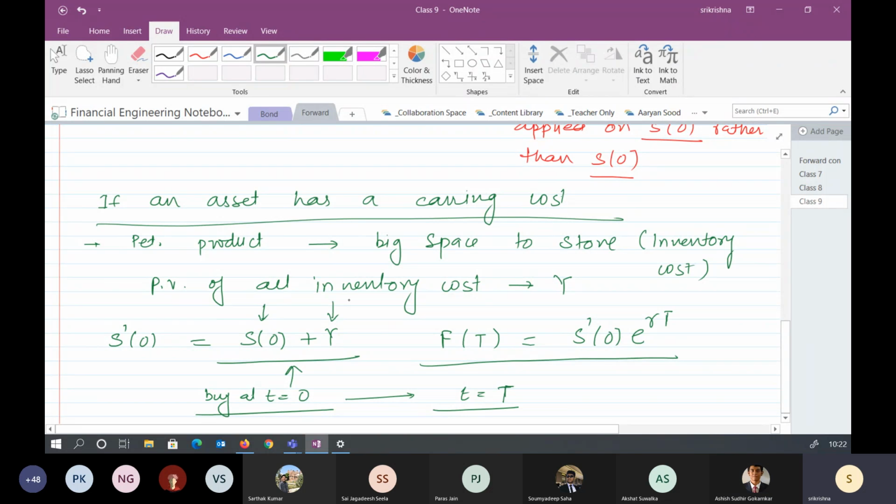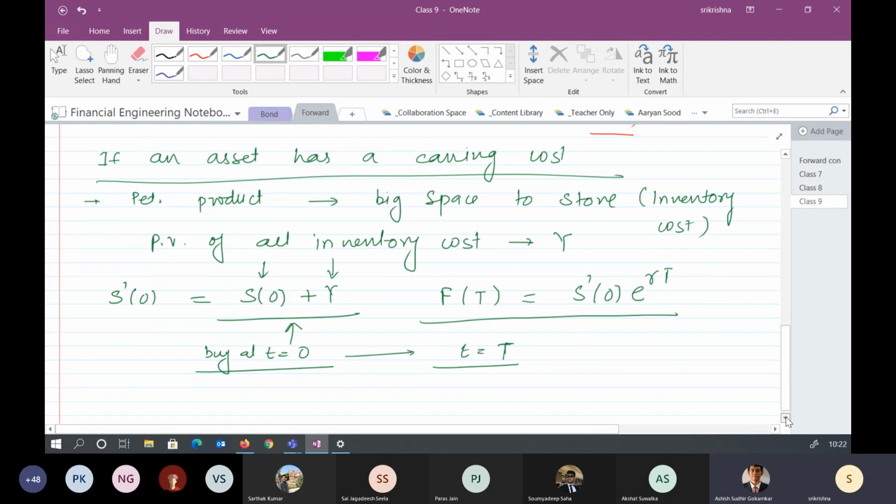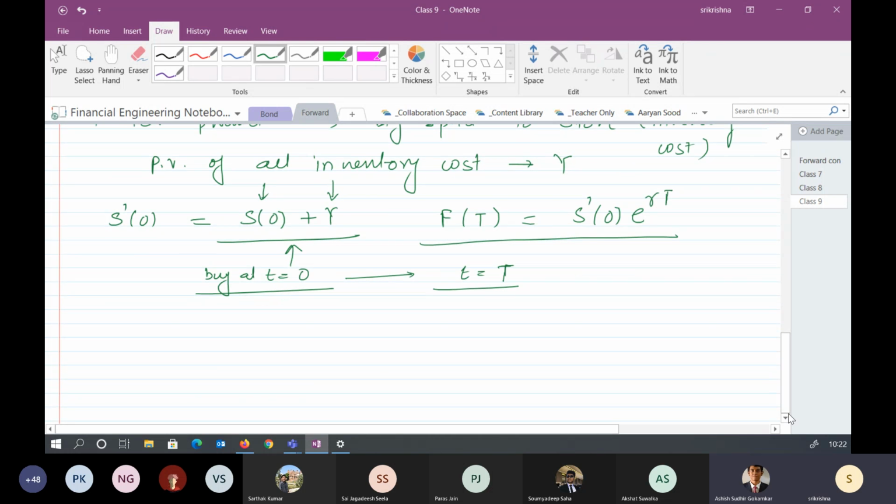So you are buying and you are storing. After we have bought it, then we are paying. So S naught is the value that we will be paying, S naught is for buying and Y is for inventory. There could be two things which are possible.